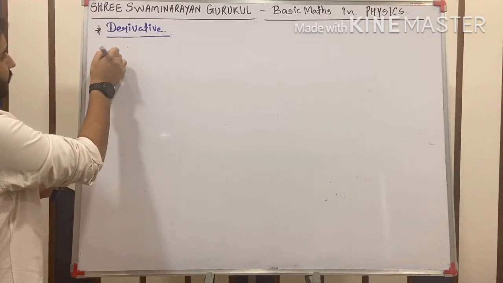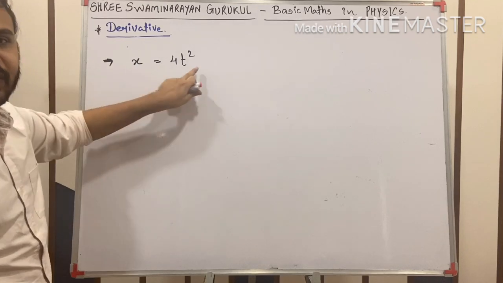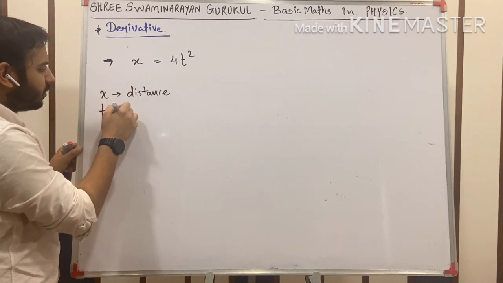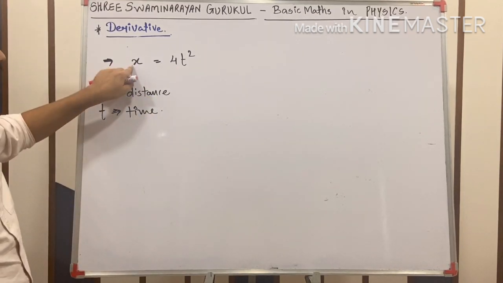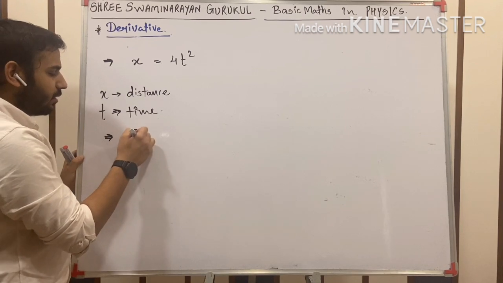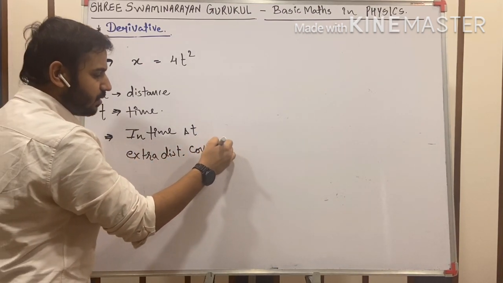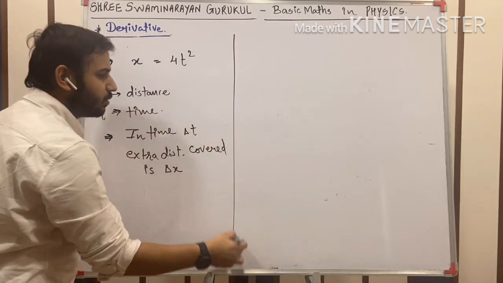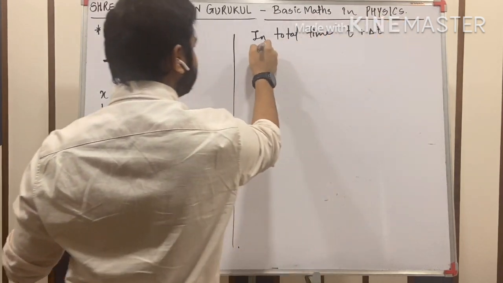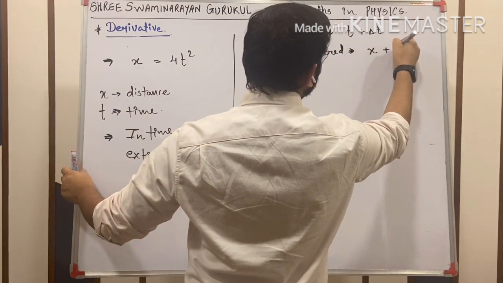Say, suppose I say x is equal to 4t square. X is a function of time, x is distance covered and t is time. Okay, I want to find rate of change of x in time t. So let us say in time delta t, the extra distance covered is delta x. So in total, in time t plus delta t, distance covered is equal to x plus delta x.